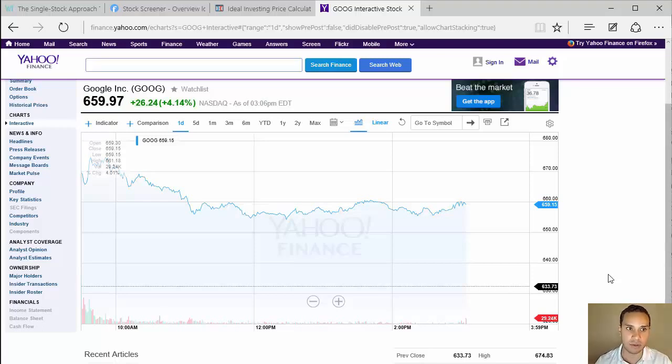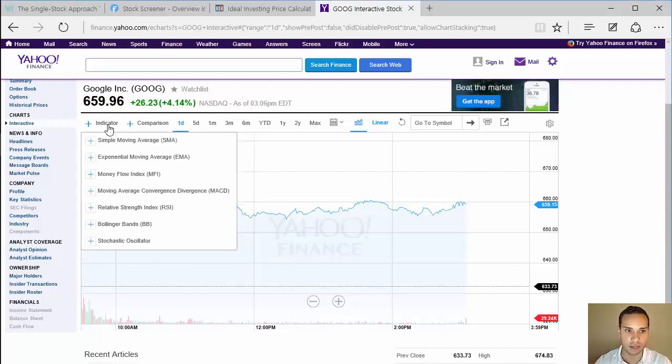So I'm over here at yahoo.com, and I'm using a very basic tool to show you that you really don't need something with all the bells and whistles to get the information that you want. So before I dive into which indicators I use and what time frame I like using, I'm just going to go over here and click on the indicators.